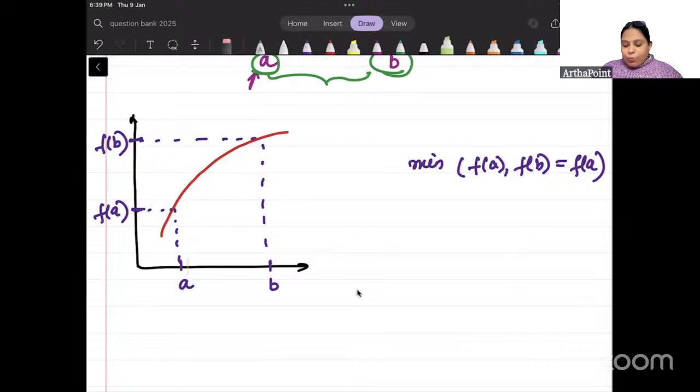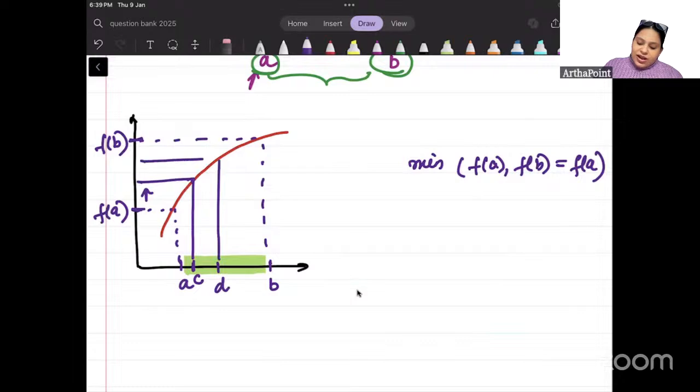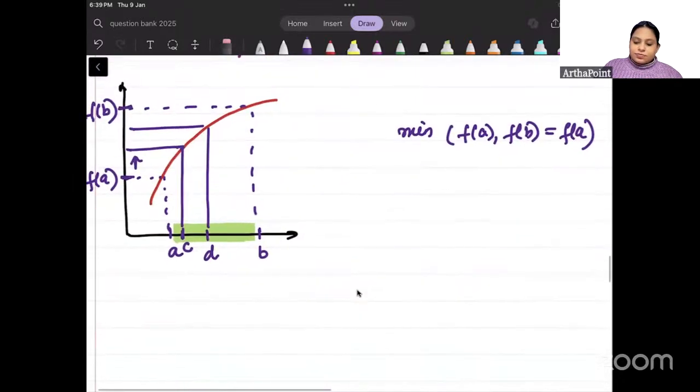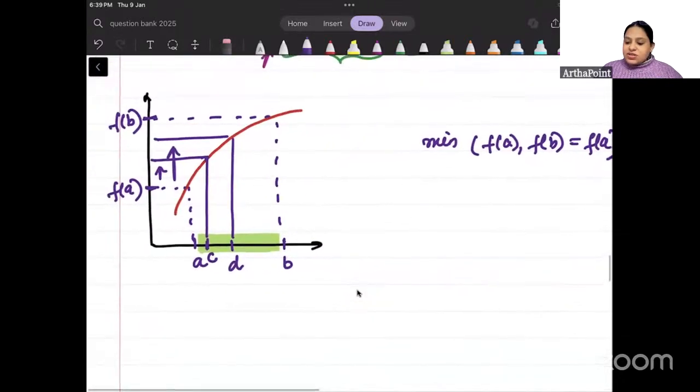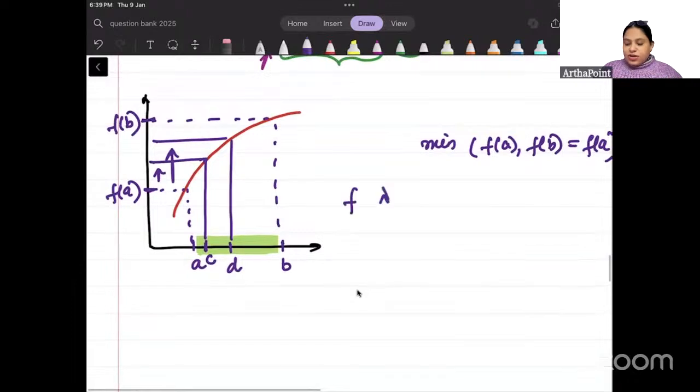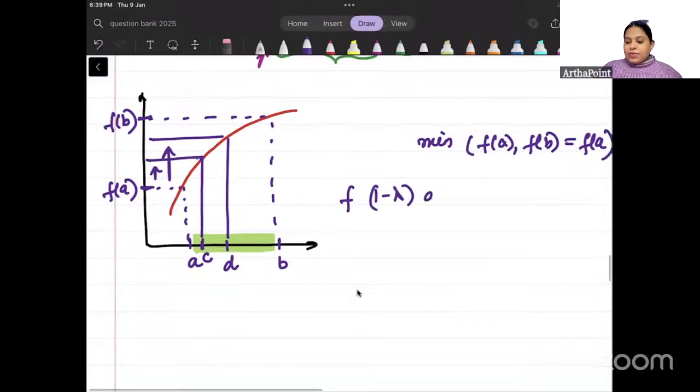I pick any point. मैं कोई भी point उठा लूं A और B के बीच का. Suppose I pick point C. If I try to find its value, then it is greater than f of A. I pick any point D. If I try to find its value, it is greater than f of A. That means you pick any point between A and B. वो point को कैसे represent करते हैं हम? 1 minus lambda A plus lambda B. I pick any point between A and B.